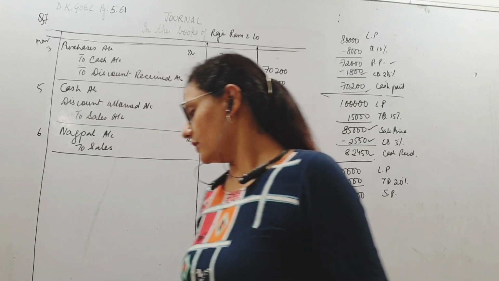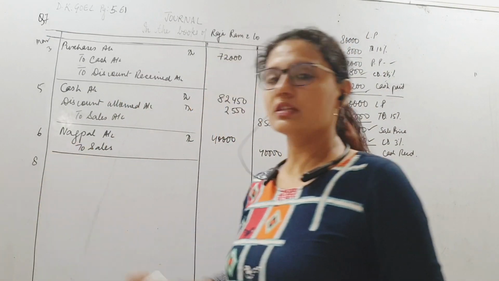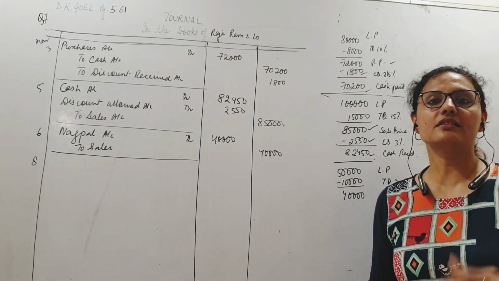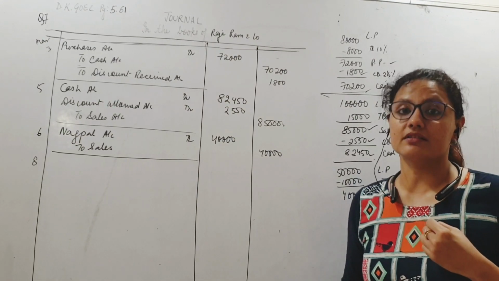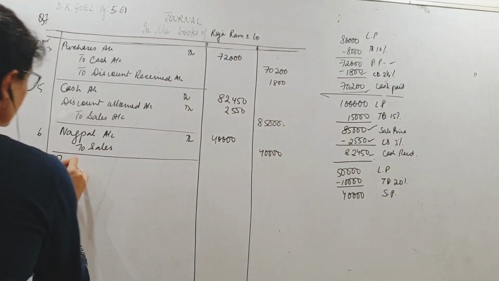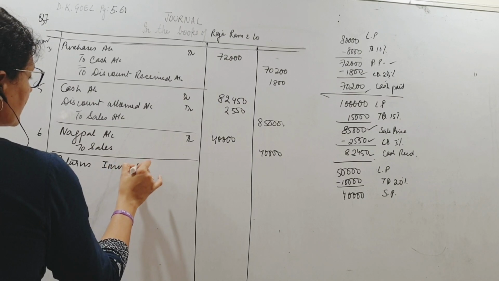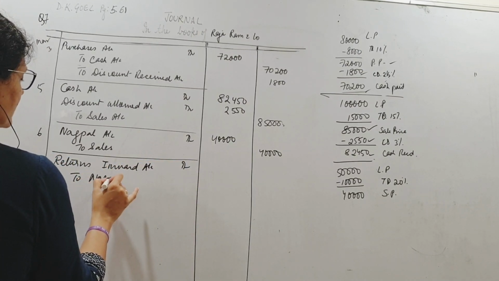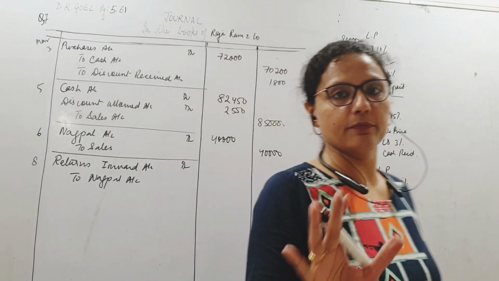8. Nagpal returned 1/4 of the above goods. So, goods are being returned by my customer. What is this? Returns inward. Goods are coming back, which is always debit because it is reducing my income. Wonderful. So, returns inward account debit, to Nagpal because he is returning the goods. So, my asset is going down. Nagpal will not pay me this amount.